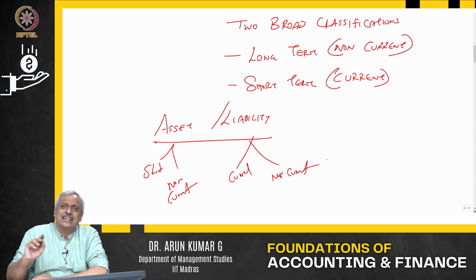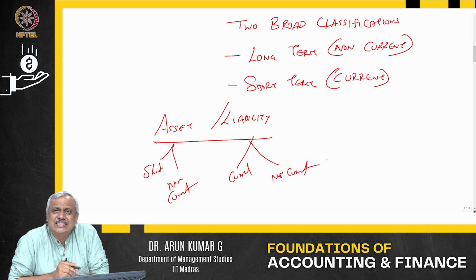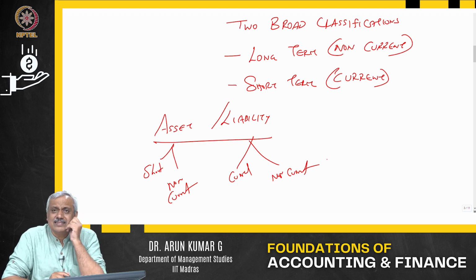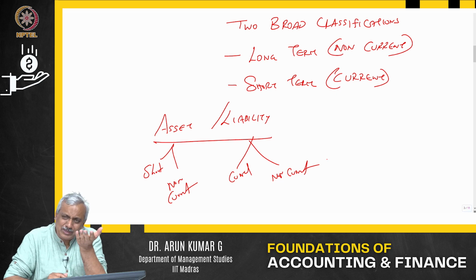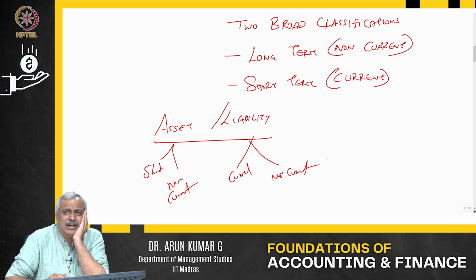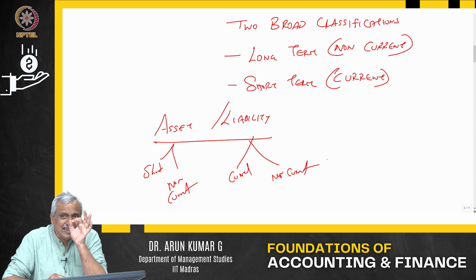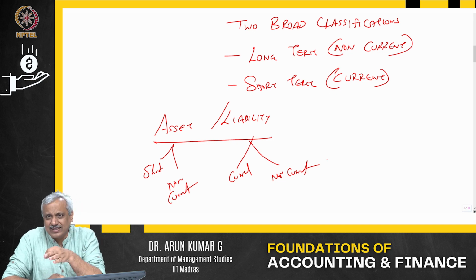Any asset which does not change the form, which remains as it is, patent. I own a patent, the patent remains as a patent. It has a value, it of course depreciates and everything, that is fine, but it remains a patent. These are all called non-current assets. So, normally when we present assets and liabilities, we will always present it with classifications. That is, a current liability, current asset, a long-term liability, non-current assets.